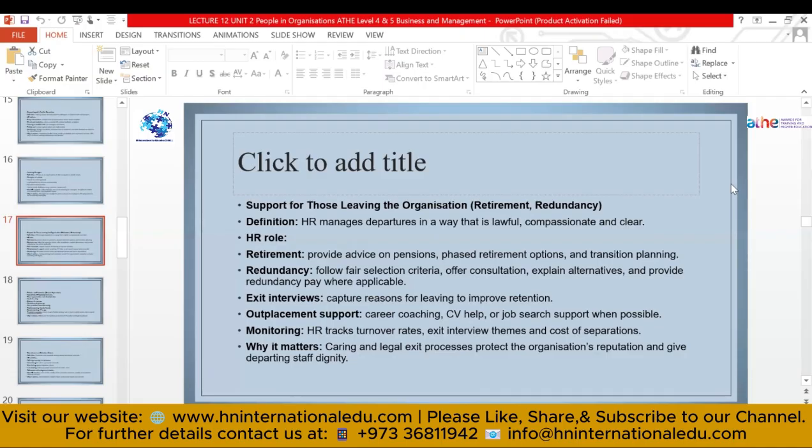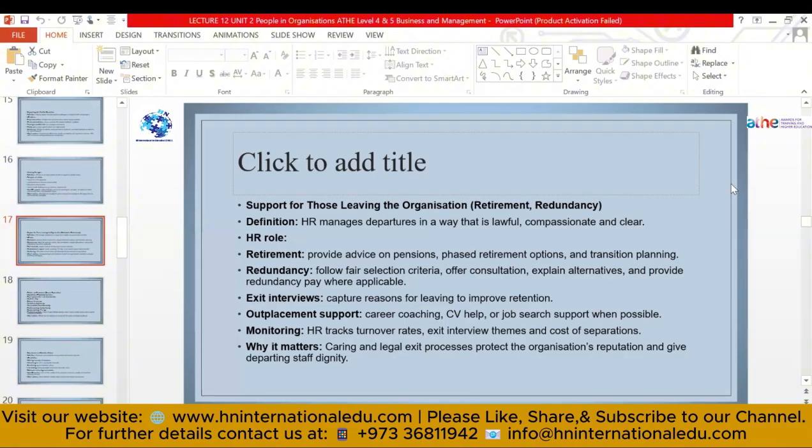HR's role now for retirement is to provide advice on pensions, phased retirement options, and transition planning. Provide advice on pensions. You can get it together, or on an installment basis, like within 3 months, 6 months, 9 months, 12 months. This is what they propose. Then come the phased retirement options, the one which suits you. In transition planning, the change plan you want to opt for.